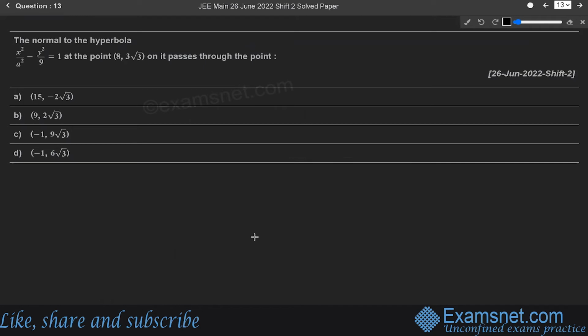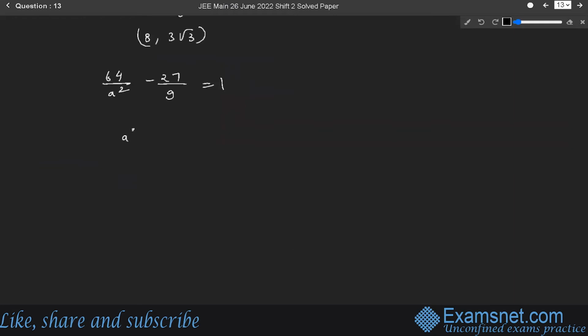Next question is, the normal to the hyperbola x squared upon a squared minus y squared upon 9 is equal to 1 at the point (8, 3 root 3) passes through the point. So it passes through (8, 3 root 3). Therefore, it will be 64 upon a squared minus 27 upon 9 is equal to 1. So it is clear that a squared is equal to 16.